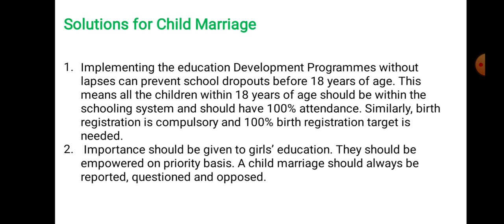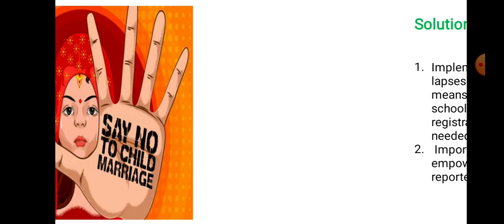What is the second important solution? Importance should be given to girls' education. They should be empowered on a priority basis. A child marriage should always be reported, questioned and opposed.